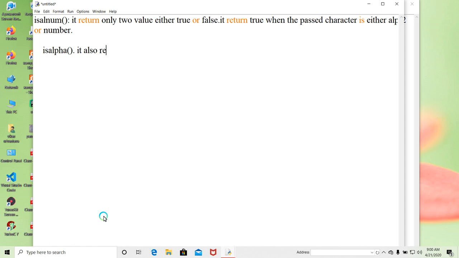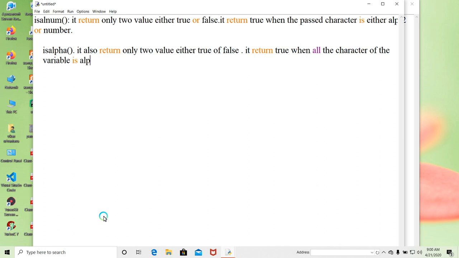It also returns only two values, either true or false. It returns true when all the characters of the variable are alphabets.